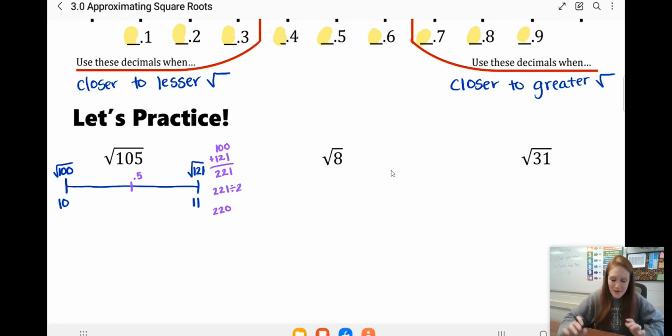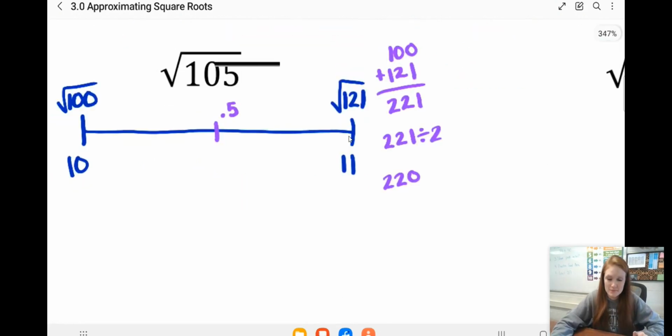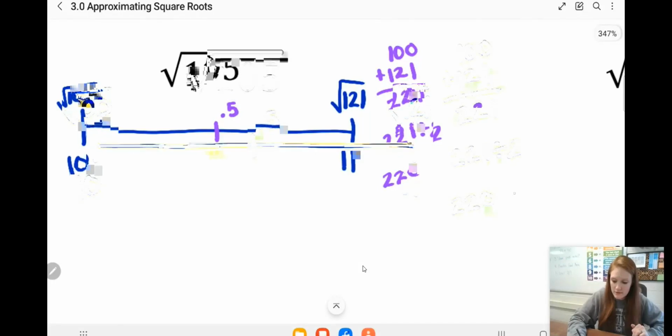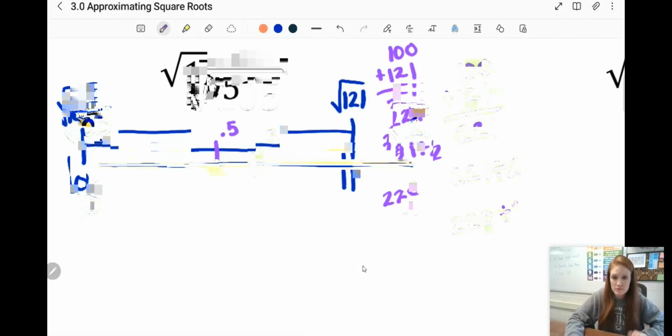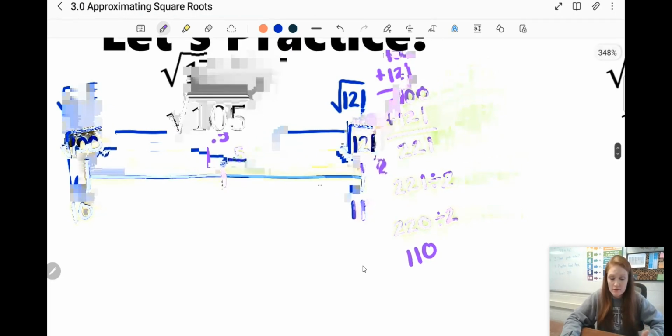All right, we are back. So here we have 220 divided by 2 is 110. So if we want to go just one number bigger to 221, we just add that 0.5 on it. So my halfway point is 110.5.